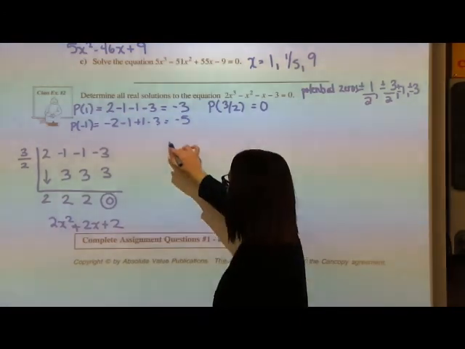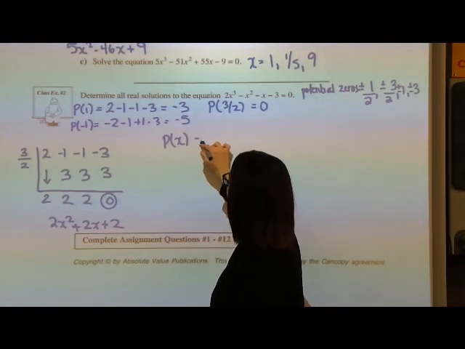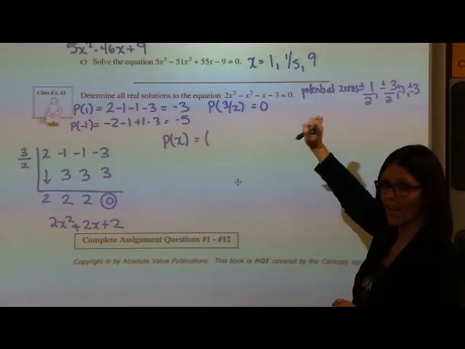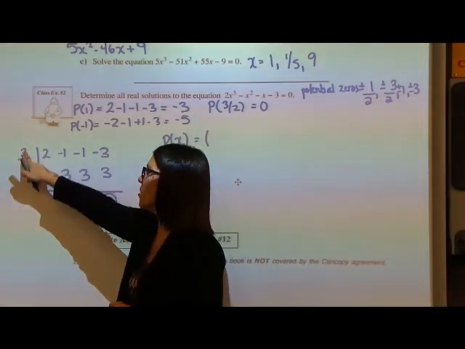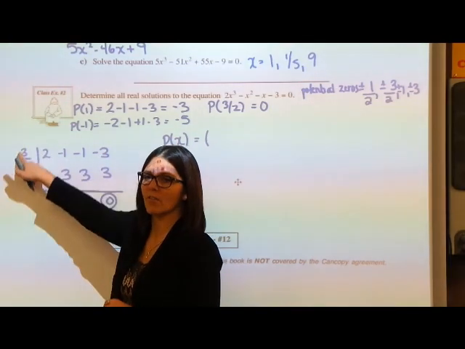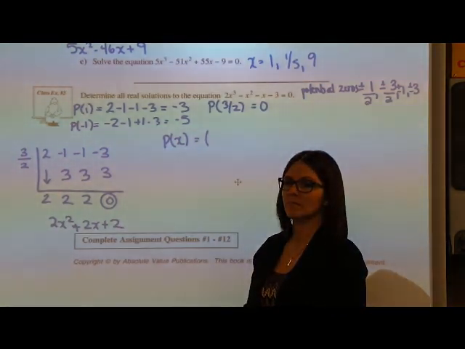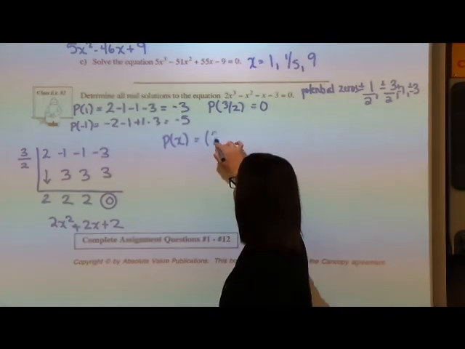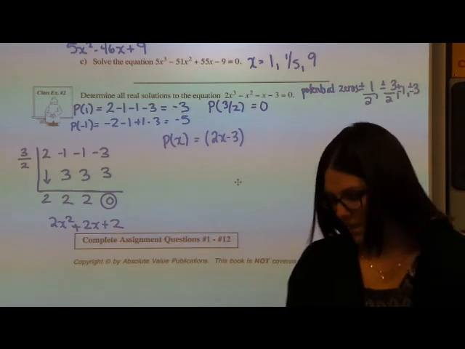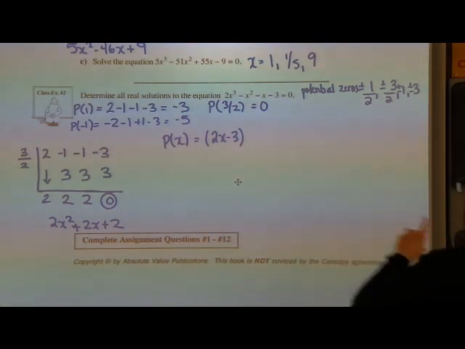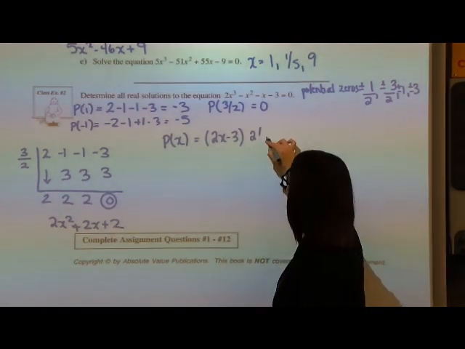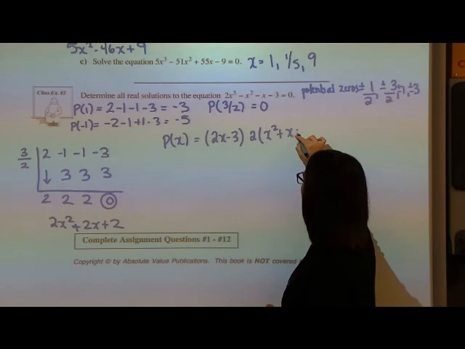So my factored polynomial right now looks like this. What would 3 over 2 be as a factor? Not 3x plus 2. What would this be as a factor, my 3/2? 2x minus 3. And then I have this 2x squared plus 2x plus 2. What can I factor out of each of these? 2. A 2. So I can take out a 2, and now I have x squared plus x plus 1.